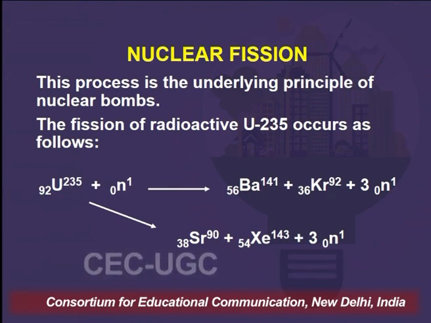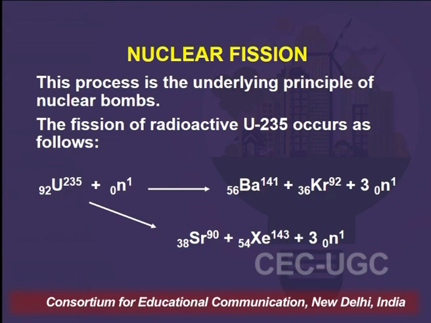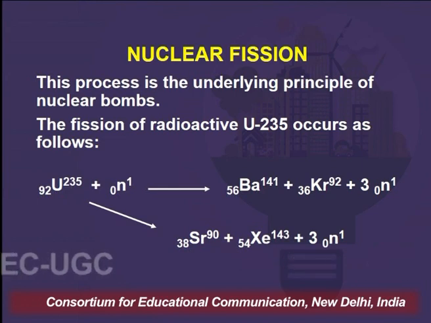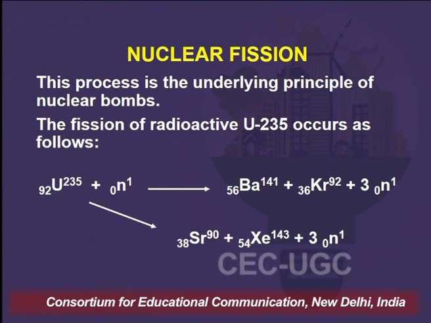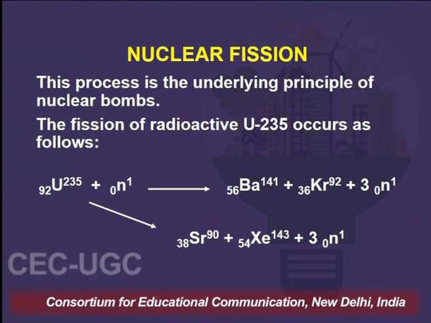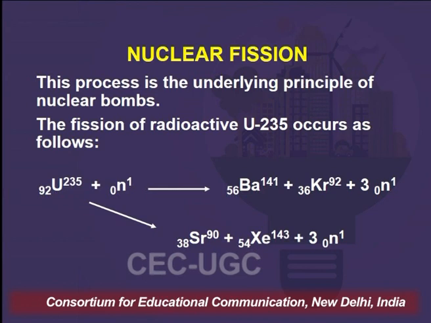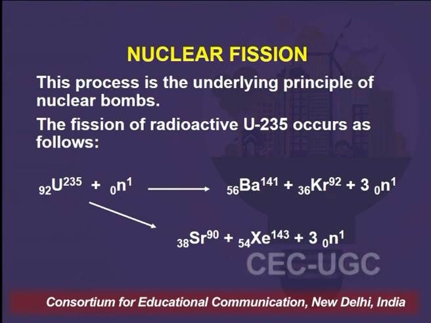So, as we can see, one neutron was bombarding uranium-235 and it is producing 3 neutrons from one reaction and 3 neutrons from the second reaction. That means a total of 6 neutrons. And in the second reaction, as it is shown, strontium-90, which is again a radioactive isotope of strontium, xenon-143, again a radioactive isotope of xenon, and 3 neutrons are produced.